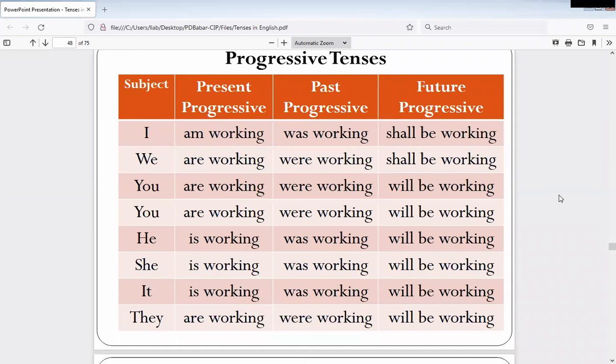Then for she also we use progressive tenses. She is working. This is the present progressive.